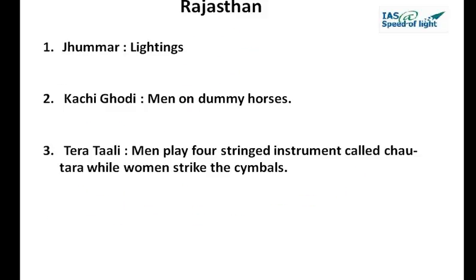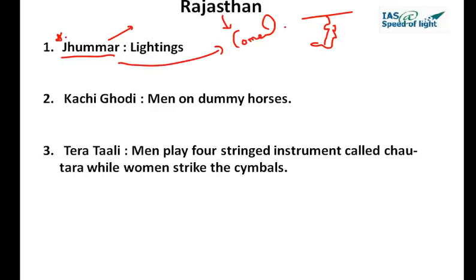Then comes Rajasthan. Rajasthan is a place full of culture. You'll find so many paintings, so many dances, so many folk cultures in Rajasthan. So Rajasthan is very important. First one is Jhumar. Jhumar is a form of lighting. If you go to old Havelis, on the ceilings you will see Jhumar, different kinds of beautiful lighting. So Jhumar, Rajasthan, our picture is camel. You can see Jhumars on camel, and during a festival, camels are decorated with Jhumar lightings.